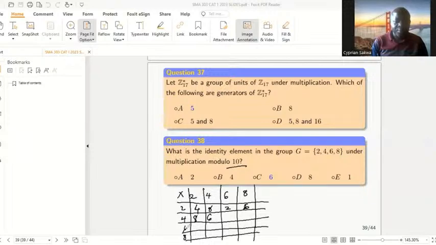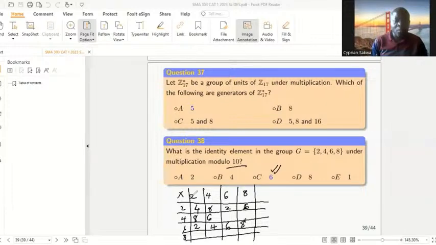What about 6? 6 times 2 will be 12. Mod 10, that will be 2. 6 times 4 will be 24. Mod 10, that will be 4. 6 times 6 will be 36. Mod 10, that will be 6. 6 times 8 will be 48. Mod 10, that will be 8. So 6 is the identity element. Let me try 8 and see.